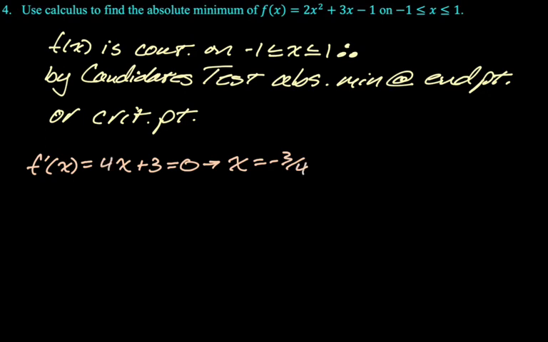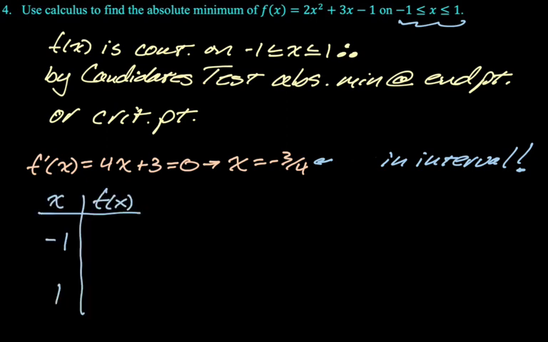4x plus 3, so x is -3/4. That is in the interval. I originally had gotten it wrong, and I thought it wasn't in the interval. So I'm just going to say it's in the interval. That makes sense. I should have checked this, but I didn't. It's in the interval, which means when I make my table, I do need to include it. So I got to extend my table. -3/4. Like that. And then when I plug in -1 and 1, I get -2 and 4.